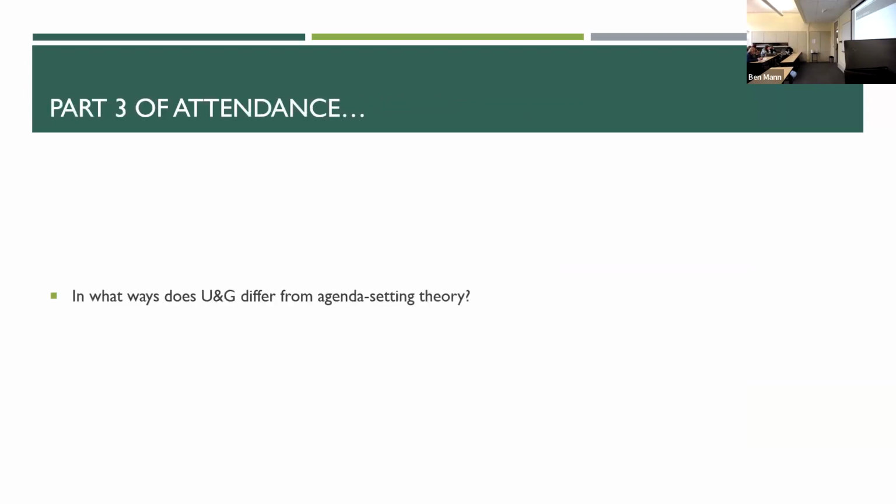So for your final part of attendance today, given some of the things that we've discussed, I want you to contrast this a little bit with agenda setting theory, right? We've talked about agenda setting theory, spiral of silence theory, and in what ways is UNG different in some of its assumptions, approaches, and beliefs about us, and particularly about the ways that we utilize media. So I'll give you some time to think about and share some of your thoughts here.